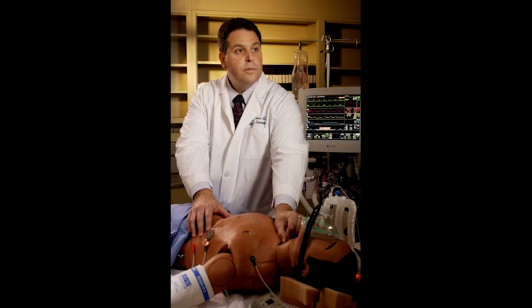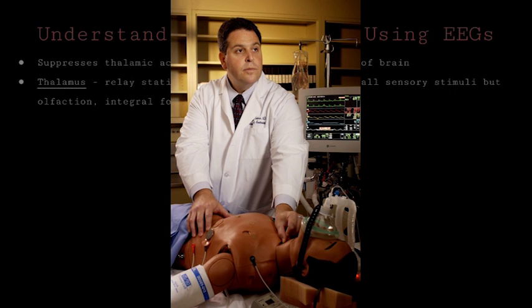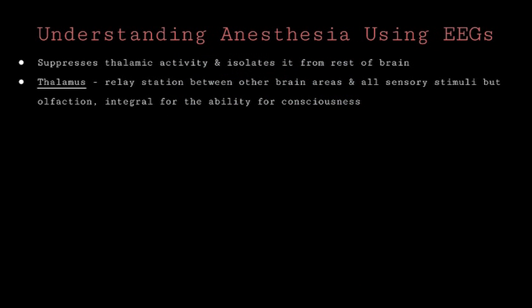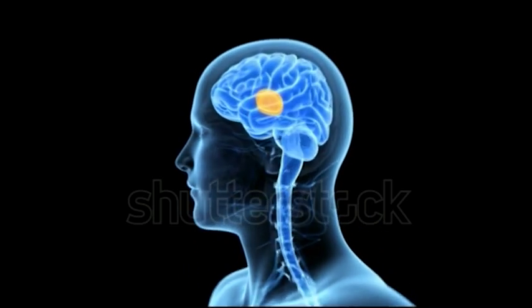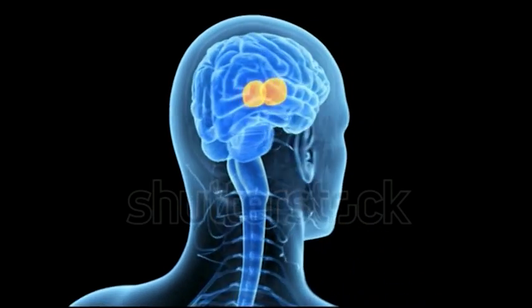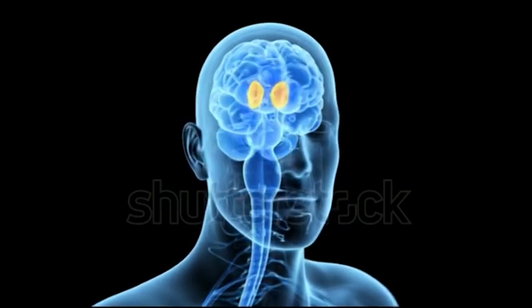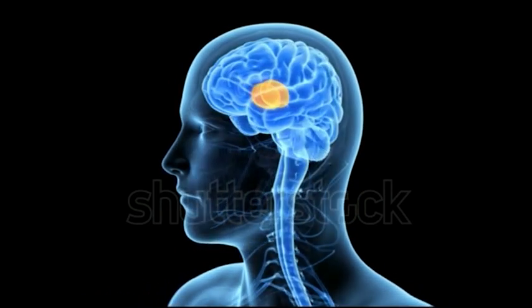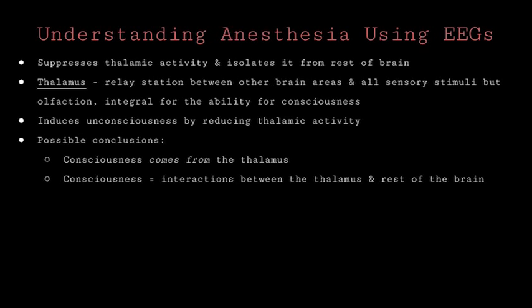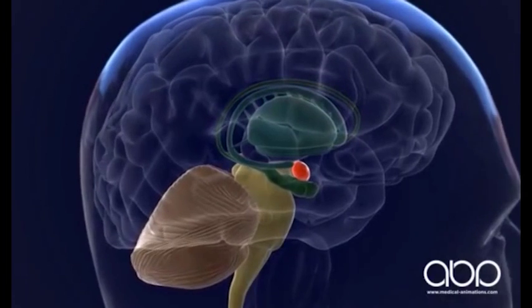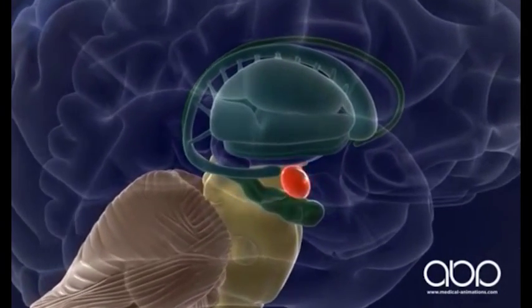Researchers have now discovered the underlying functions behind anesthesia. It suppresses activity in the thalamus and isolates it from the rest of the brain. In the human brain, the thalamus has a multitude of functional roles, such as being the relay station between other brain areas and all sensory stimuli, besides olfaction. Since anesthesia makes you unconscious through the reduction of thalamic activity, it seems likely that consciousness comes from the thalamus. Rather, it seems likely that consciousness is derived from the interactions between the thalamus and the rest of the brain. Regardless, it is clear that the thalamus is integral for the ability for consciousness to, in a sense, exist.